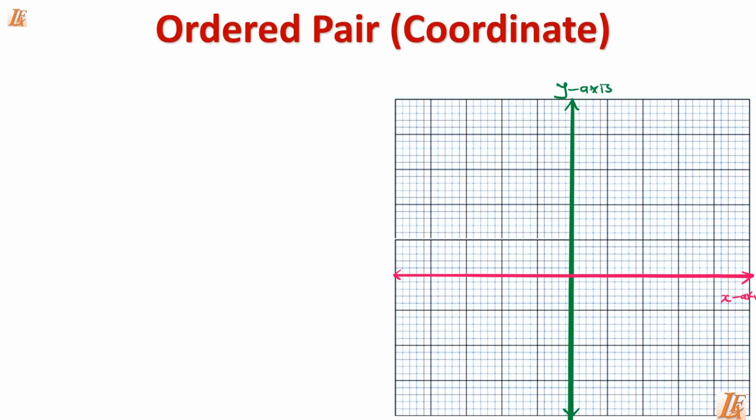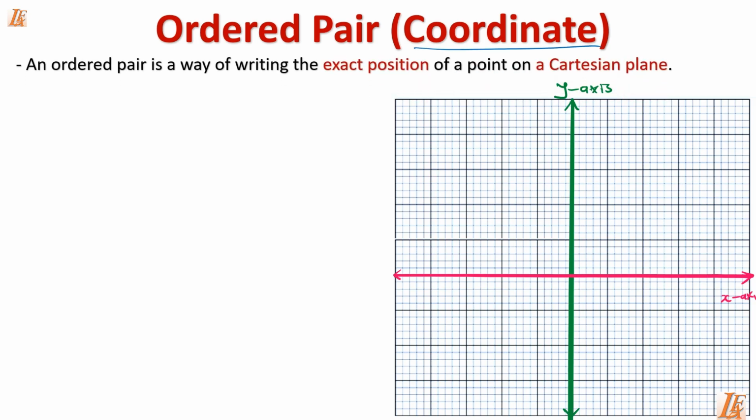Now let's also look at what we call the ordered pair. An ordered pair, sometimes we call it a coordinate. A coordinate is a way of writing the exact position of a point on a Cartesian plane, and it's always in the format of x, then y, and then you enclose it with a bracket like that. So whenever you are writing a coordinate or an ordered pair, you must first begin with the point on the x-axis, and then you move to the y-axis alphabetically. Remember, x comes first, then y follows.